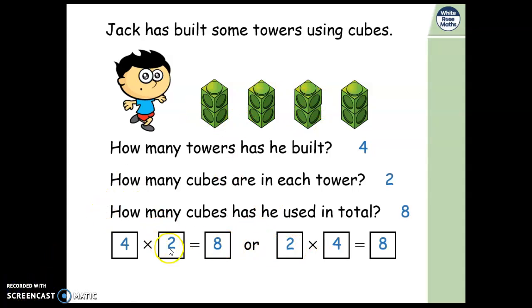Or, remember, we can also swap these around. 2 groups of 4 equals 8. So if we put those into 2 groups, circle around those 2, circle around those 2, we'd have 2 groups, and 1, 2, 3, 4, 1, 2, 3, 4 in each group.